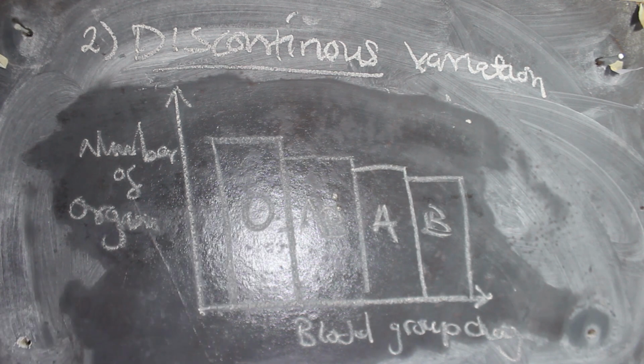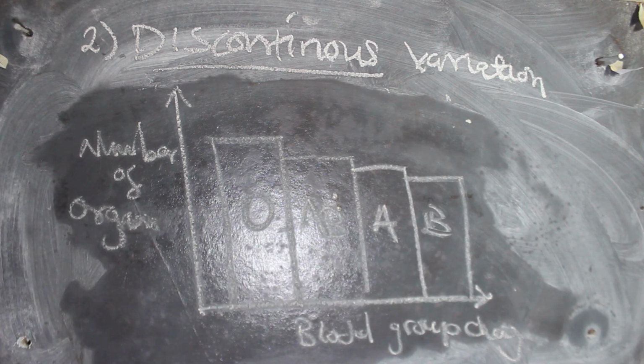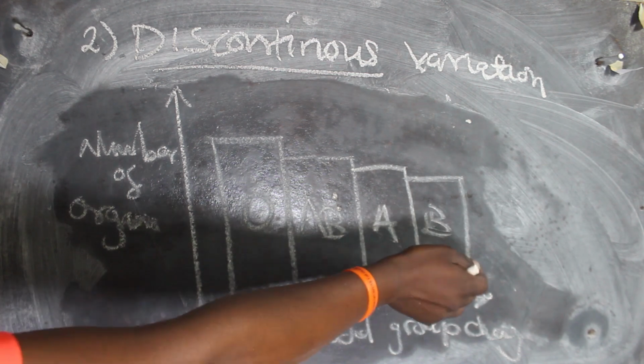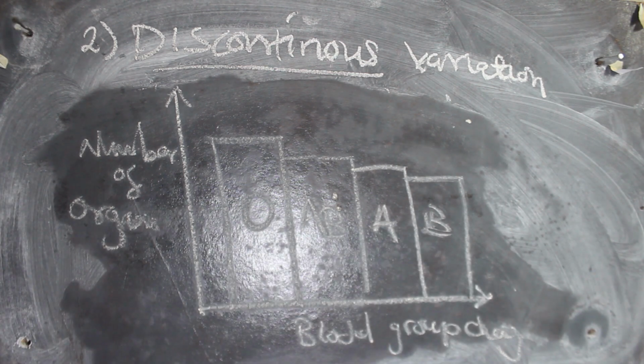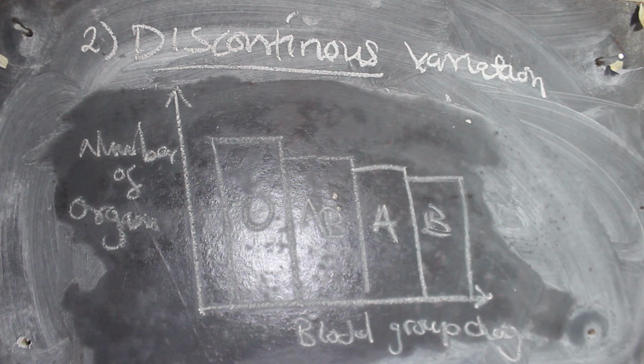If, for example, one parent is O and the other parent is AB, they can have A, they can have B. Similarly, if they are AB, they can have B. So it is discontinuous. It is not controlled by many genes or influenced by environmental factors. Now that we understand variation, let us talk about something else with regards to genetics. We are going to talk about chromosomes and genes.